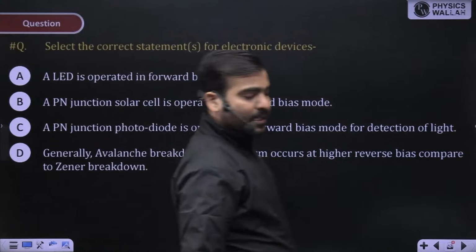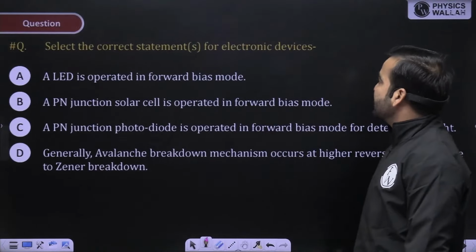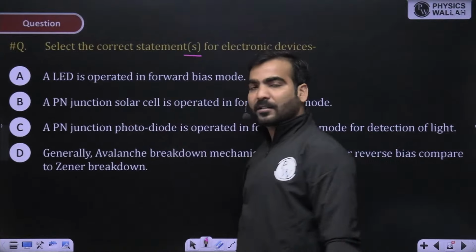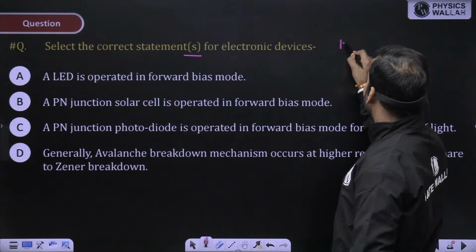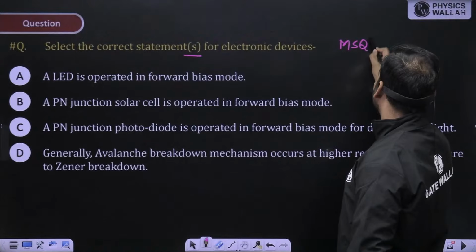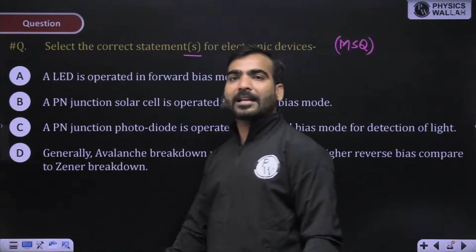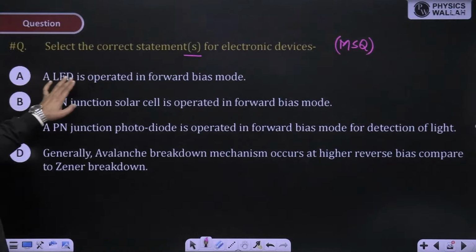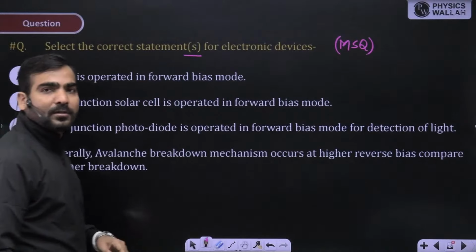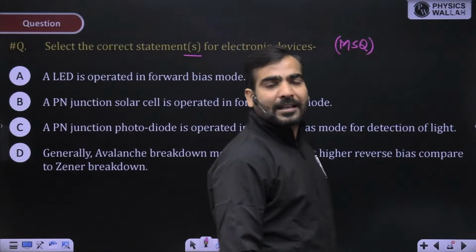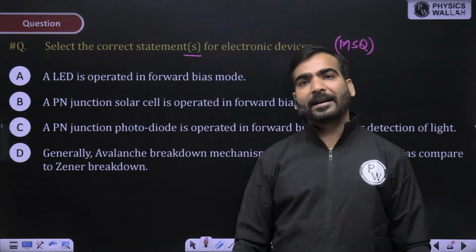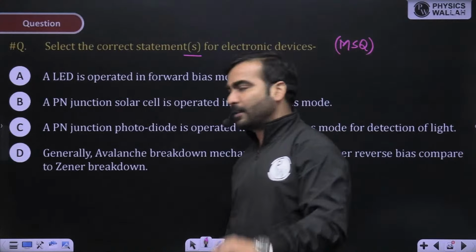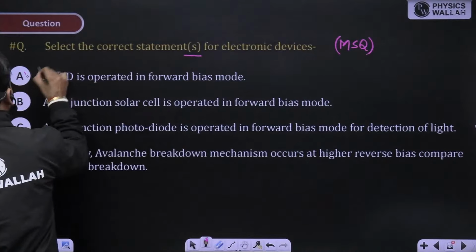Question is, select the correct statements for electronic devices. What do you mean by this bracket S? It is an MSQ question. Meaning is that multiple options can be correct. The first option is, LED is operated in forward bias mode. Yesterday itself we have seen, yes, LED is operated in forward bias mode. So LED is a forward bias PN junction made up of direct band gap semiconductor. So A is the correct statement.